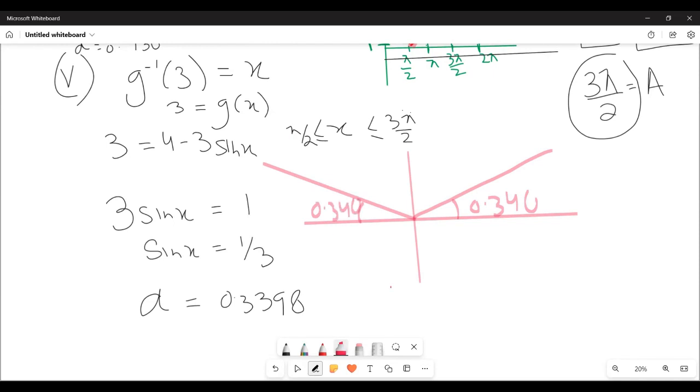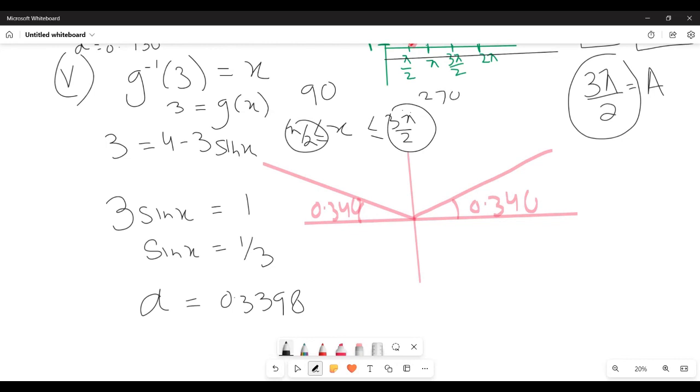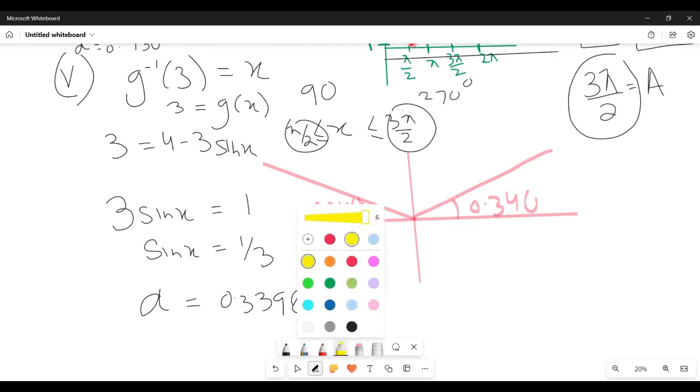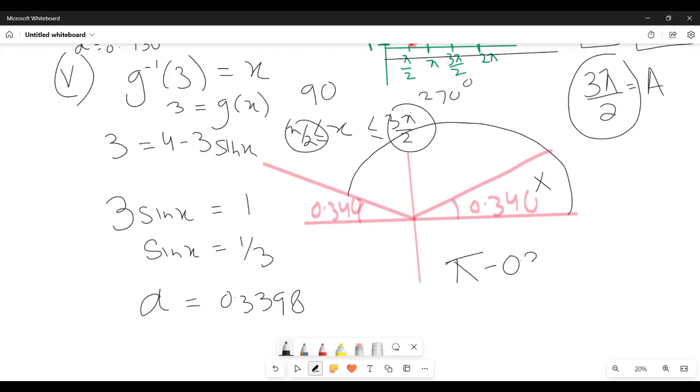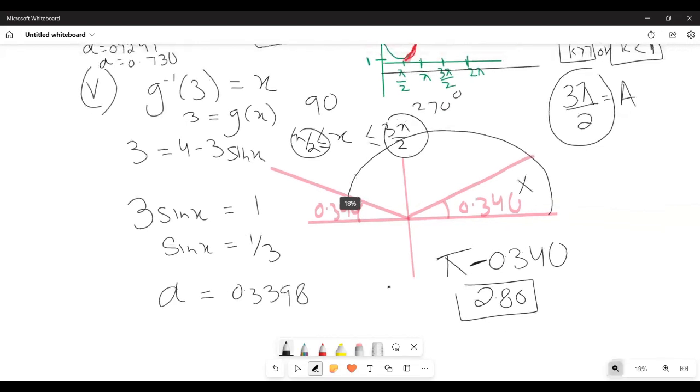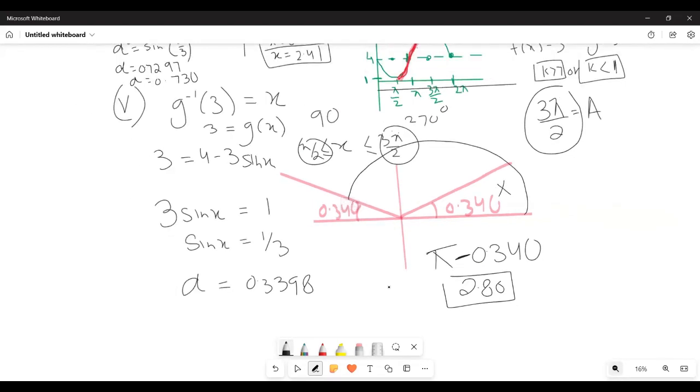Okay. But what is the domain? Domain is this. Pi by 2 होता है 90. The angle should be greater than 90. And 3 pi by 2 is 270 degrees. So your answer should lie here. After 90 degrees and before 270 degrees. So we only have one solution in the domain. This is not in the domain. So this will be our only solution, which would be pi minus 0.340. Let me check the answer. Yes, it's correct.